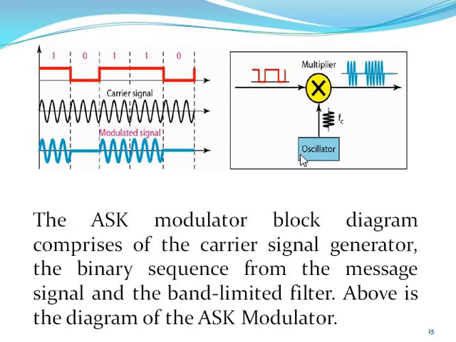So this is the oscillator for the data transmission. You can see that the amplitude shift key modulator block diagram is comprised of the carrier signal, which generates the binary sequence from the message signal, and the band limit is a filter. So you can see that this is one signal and we can generate the binary signal. This is the signal, and the above diagram is an ASK modulator. So this is the diagram for the ASK modulator.